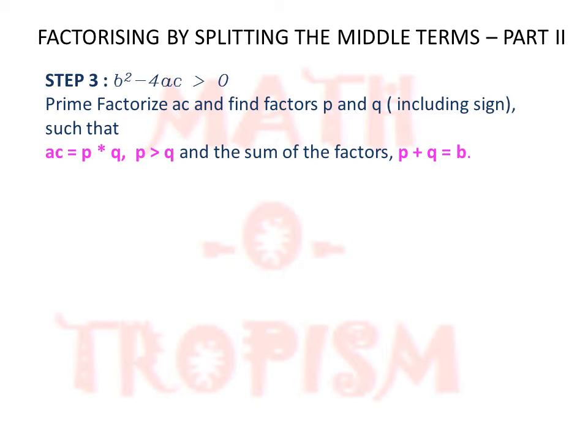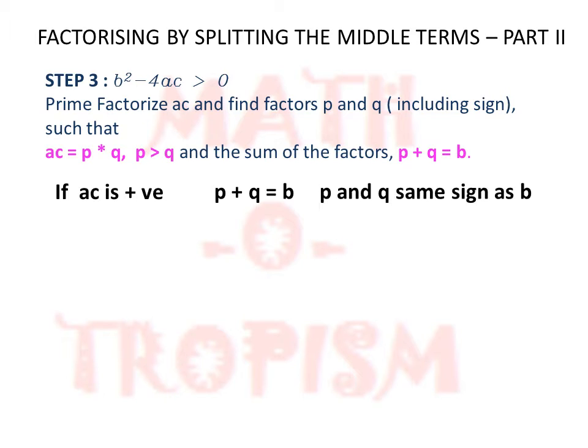How do we do that? There are two conditions. If ac is positive, if we see that multiplication of the first term's coefficient and the constant term is positive, I need to split it into two factors p and q in such a way that p plus q will give me b. When we are adding two numbers, both will be of the same sign. So it means p and q are of the same sign and it will be of the same sign as b. So if b is positive and ac is positive, it means p and q will also be positive.